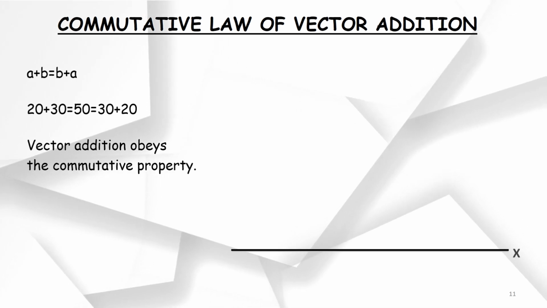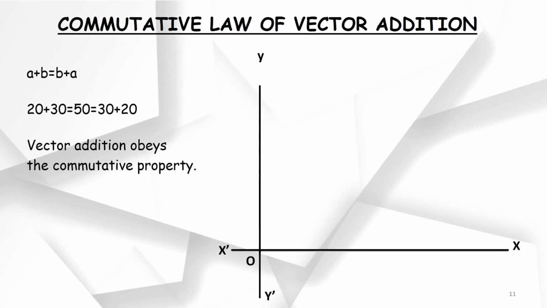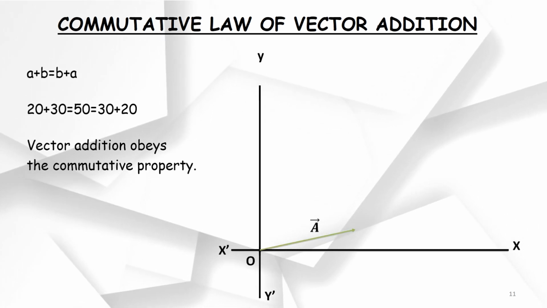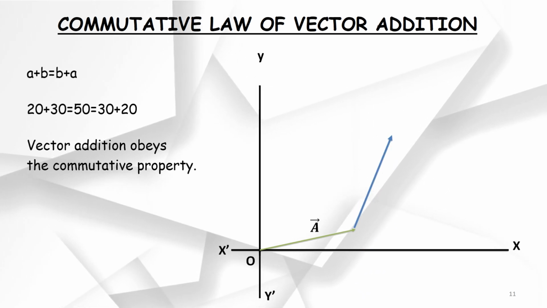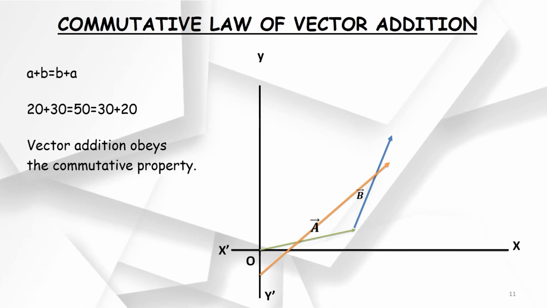We have two vectors a and b. Using the head to tail rule, we add a and b by connecting the tail of b to the head of a, resulting in a new vector r, making angle theta r with the x-axis.